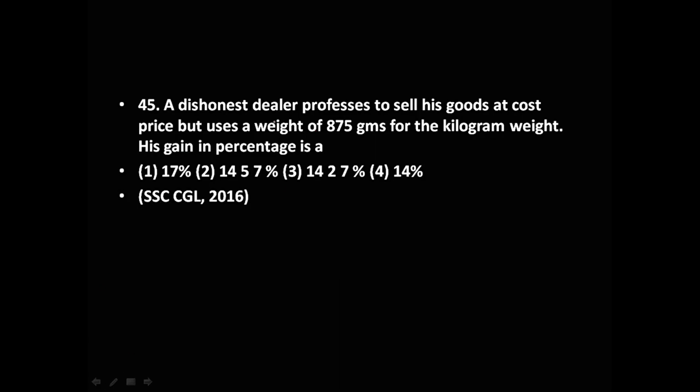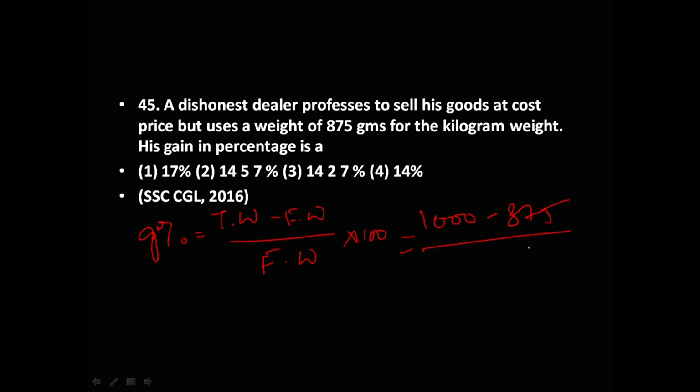Next is a dishonest dealer professes to sell his goods at cost price but uses a weight of 875 grams instead of a kilogram. Find his gain percentage. We have done it earlier. What is the formula? Gain percentage is equal to true weight minus false weight divided by false weight into 100. Clear? So here it is 1000 minus 875, divided by 875 into 100.